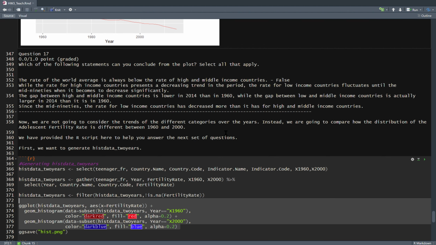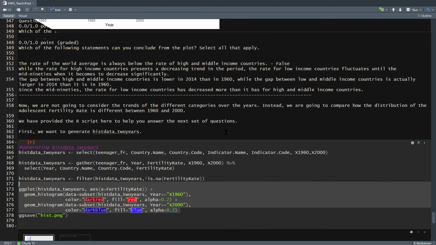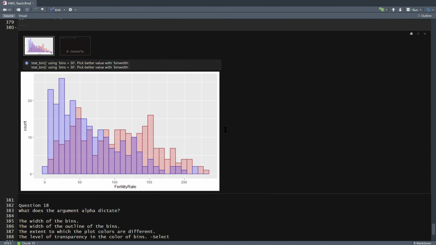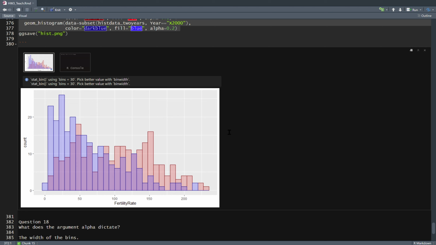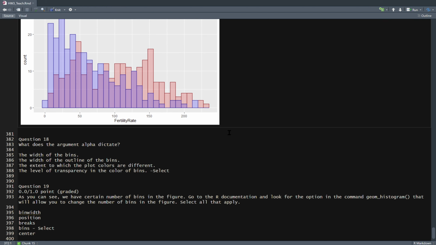In question number 17, we looked at the graph and tried to see which statements are true or false. In question number 18, we looked at the commands in R and the meaning of alpha in the command. And in question number 19, we asked how we can change the number of bins, and we answered that too.